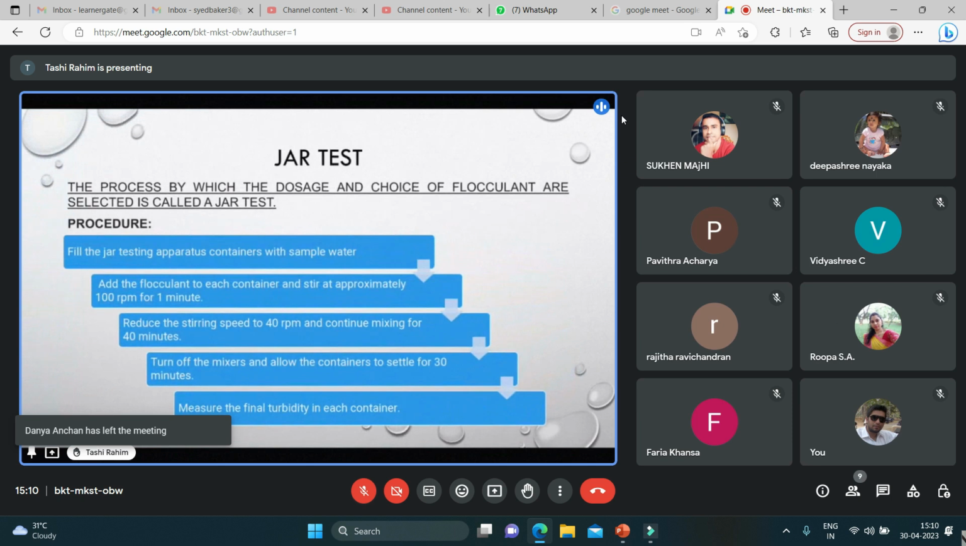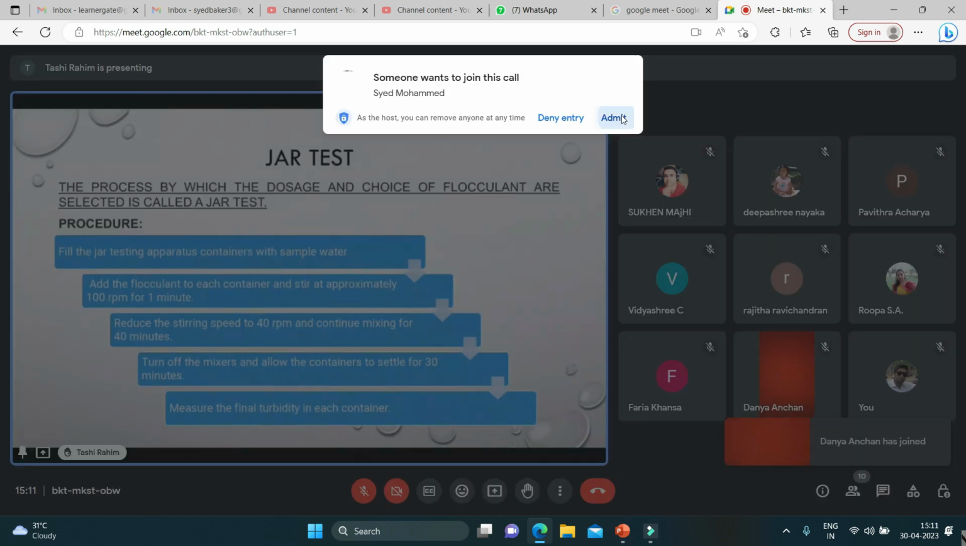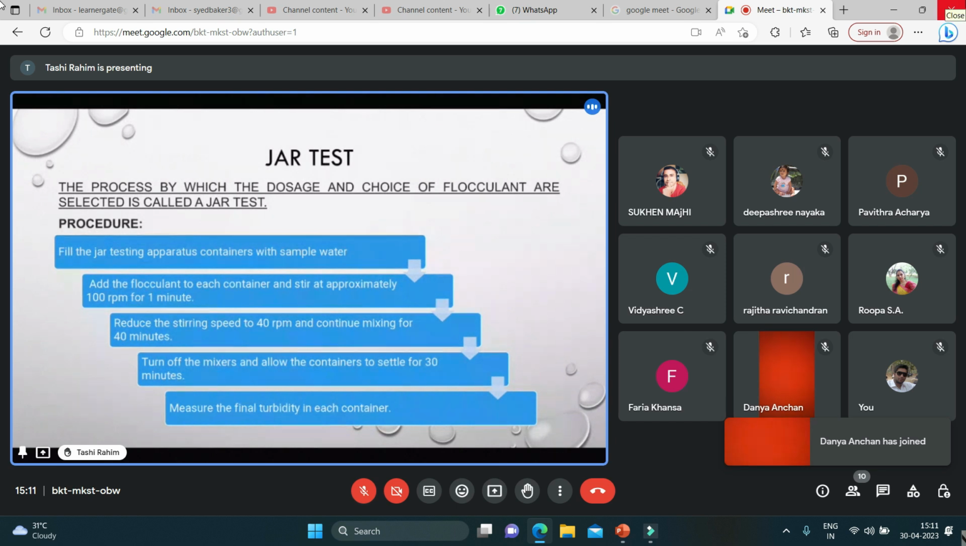So, in the next slide, we have the jar test. For people who are working with the flocculation process, we need to know which flocculant and what dosage of the flocculant needs to be added to the solution or the water for the purification process. So for this we perform the jar test.